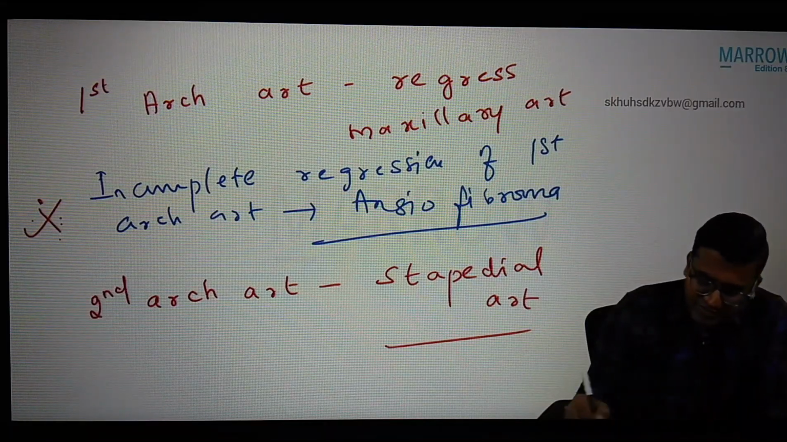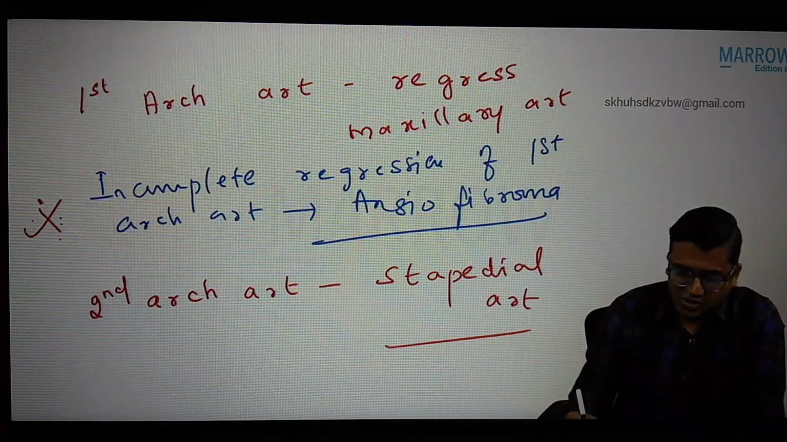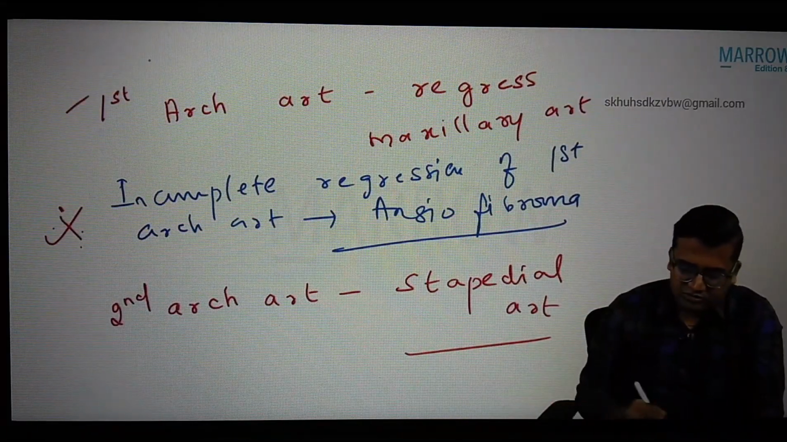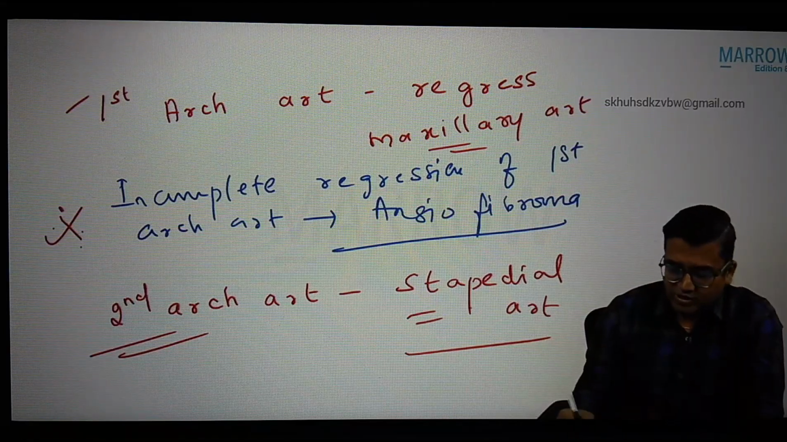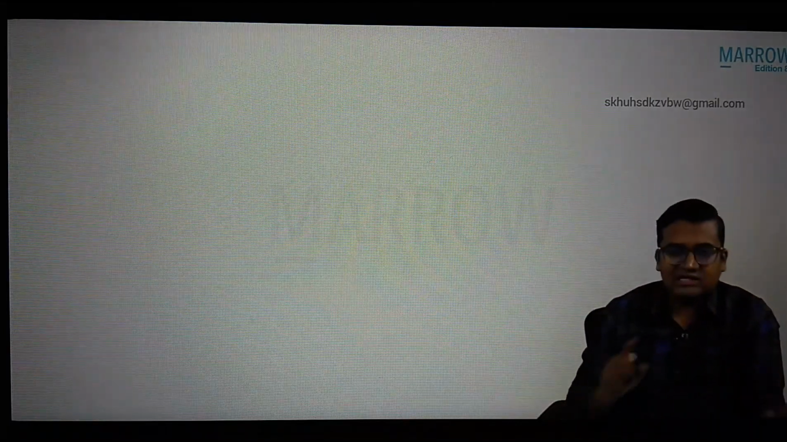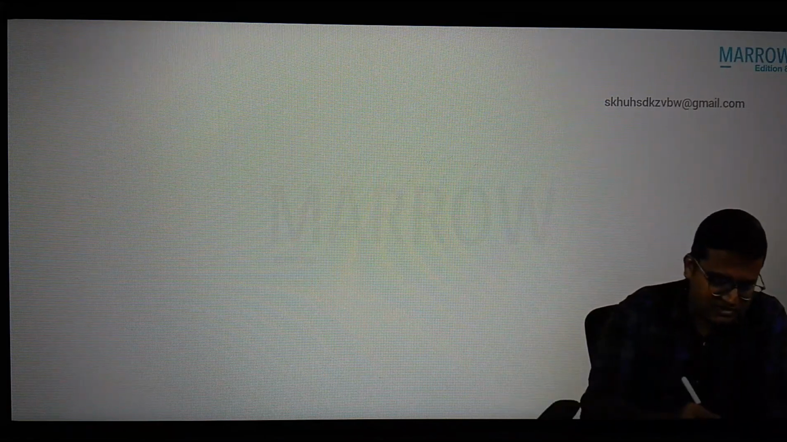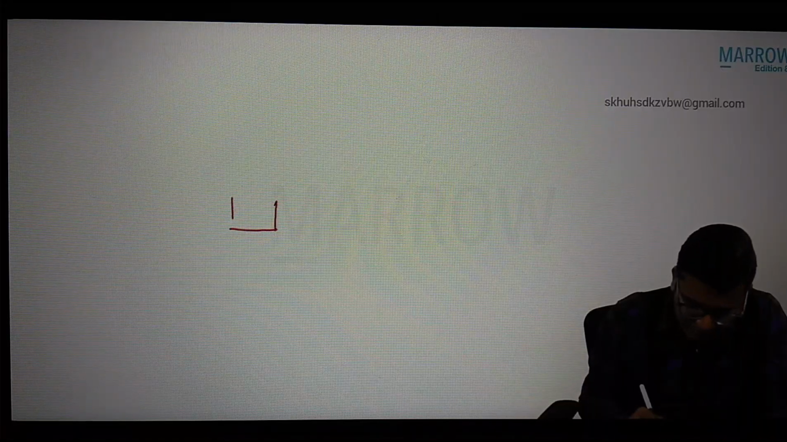Now we have only the third, fourth, and sixth pharyngeal arch arteries. 1 and 2 are already over; from them we have the maxillary artery and stapedial artery. So now we have only the third, fourth, and sixth arch arteries. Now these arch arteries are connected to the aortic sac and dorsal aorta. Now see here. This is our aortic sac.